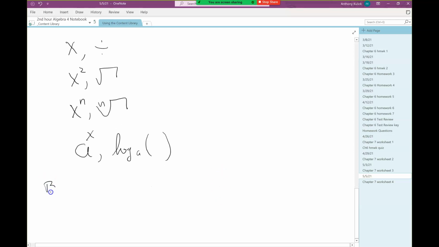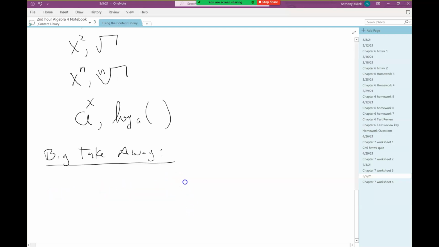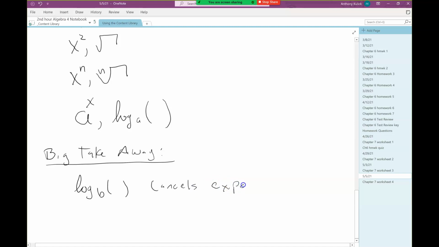So the big takeaway here, and maybe the most important idea from this first introduction, is that log base b cancels exponent base b, and then vice versa, that exponent base b cancels log base b.